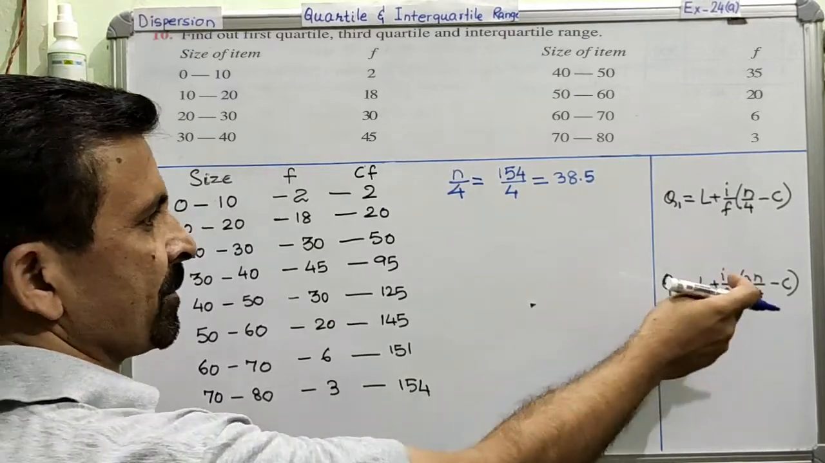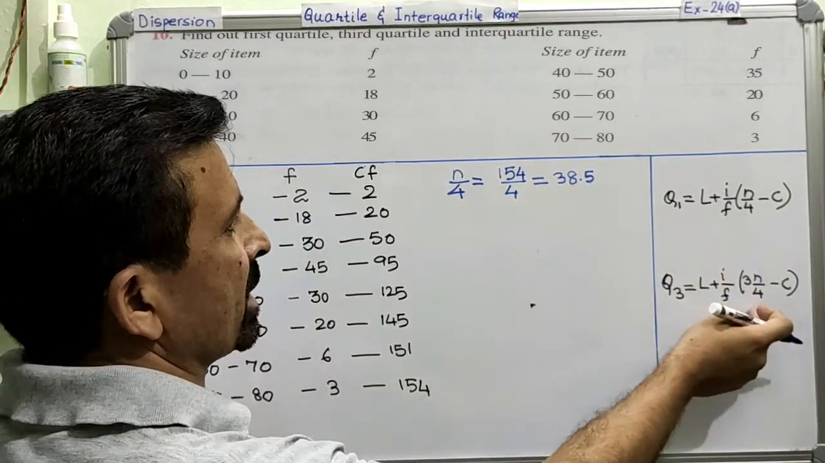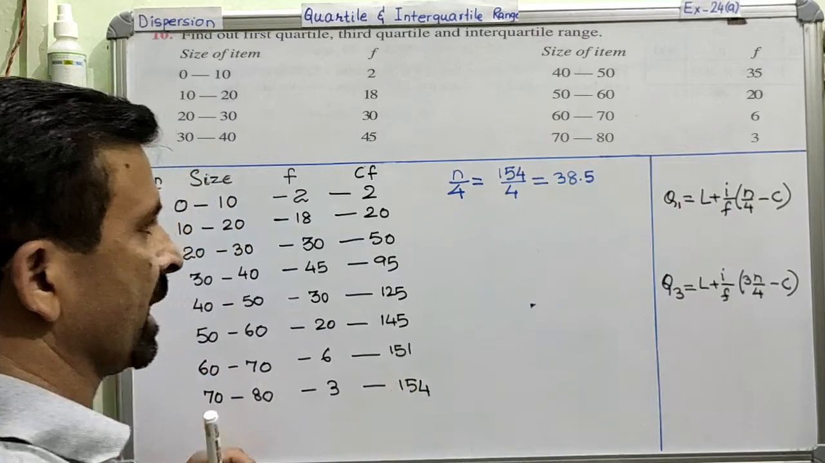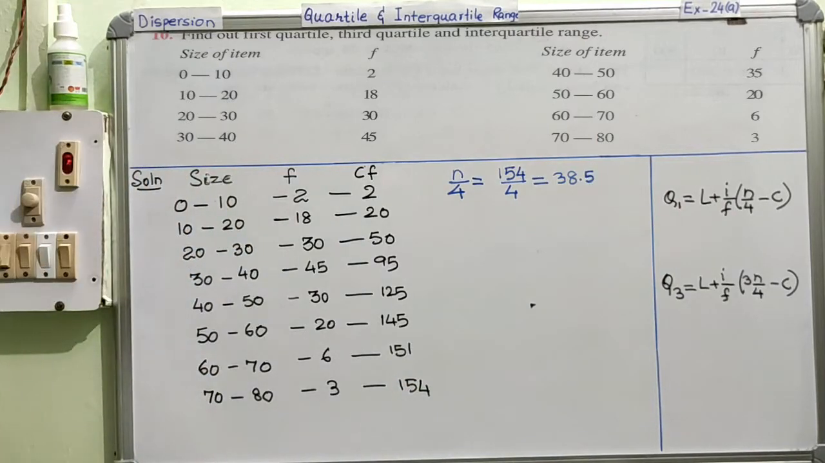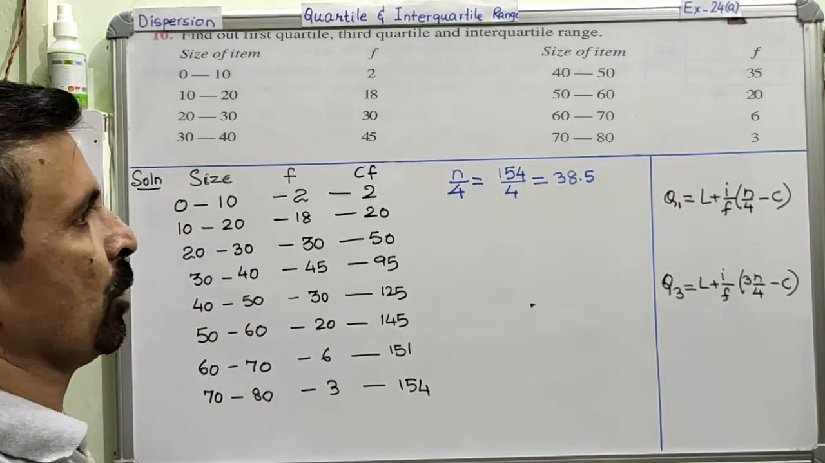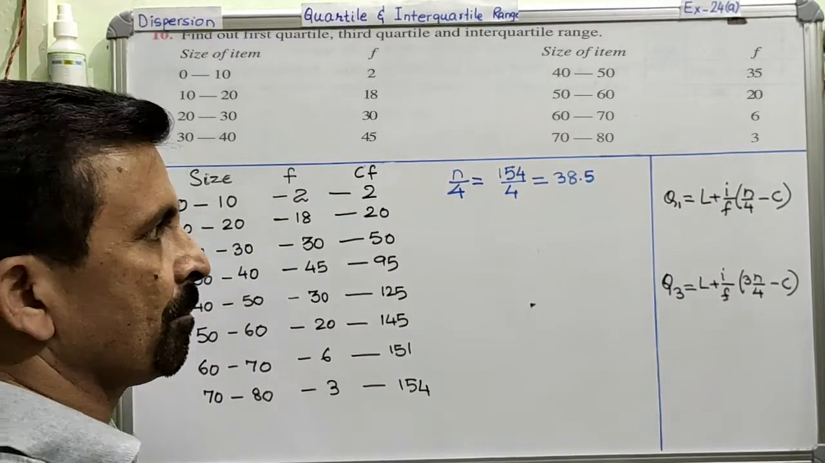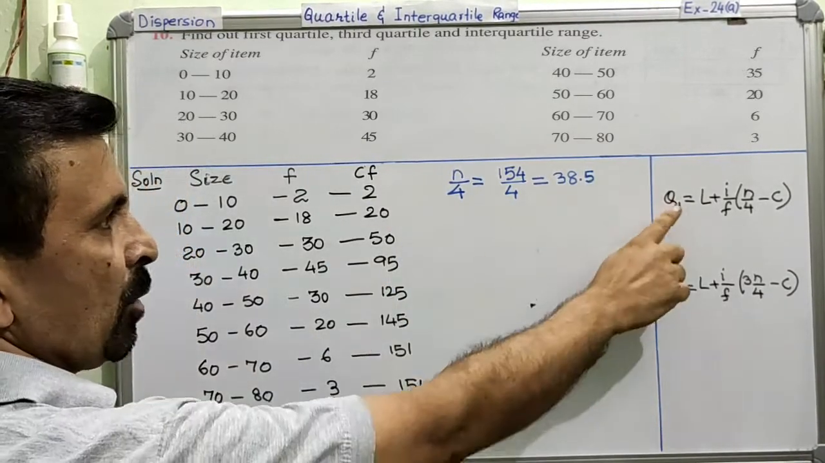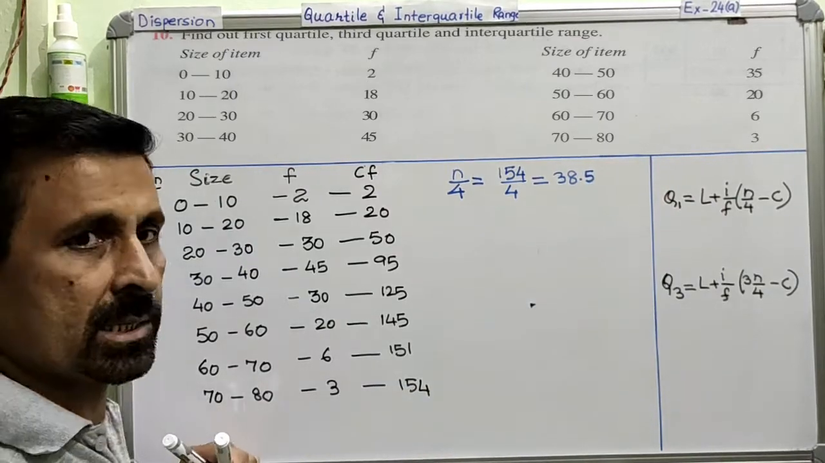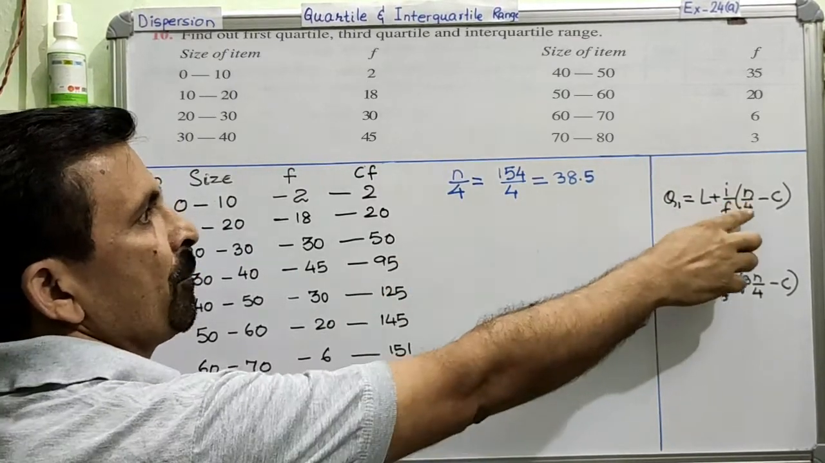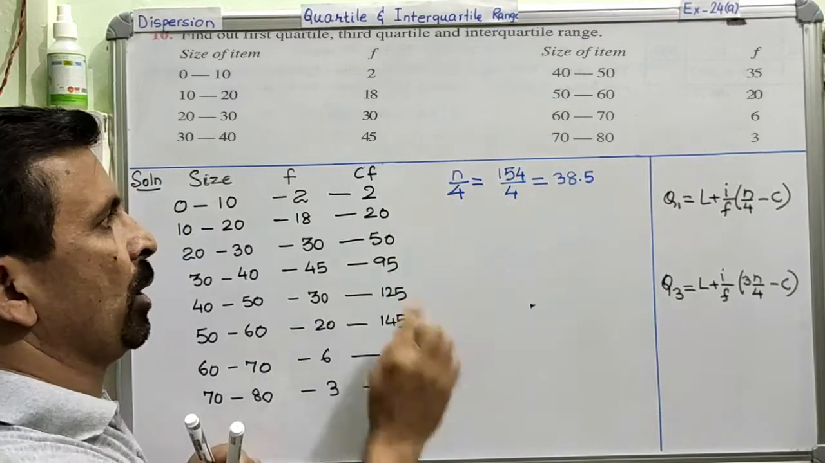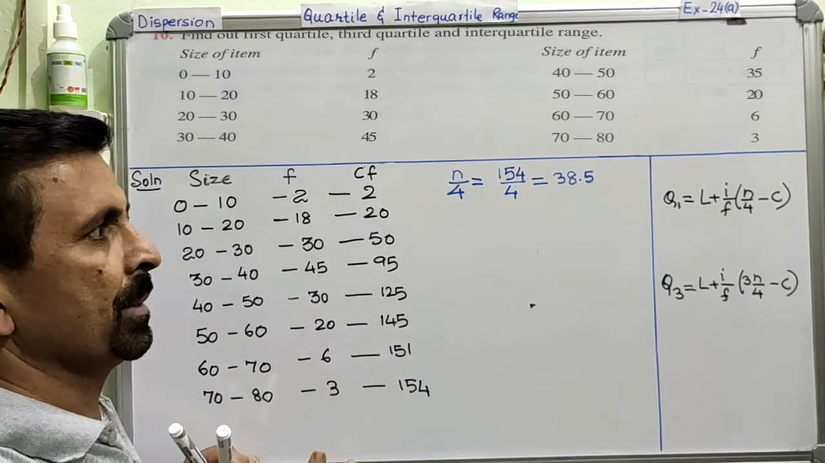Clear? Now if this is n over 4, then you can easily calculate 3 times n over 4. That we will calculate later on. First of all, now we are going to find the value of Q1. Is it okay? Now, how will we find out Q1? See this part very carefully. N over 4 you calculated as 38.5. Now where is the 38.5?